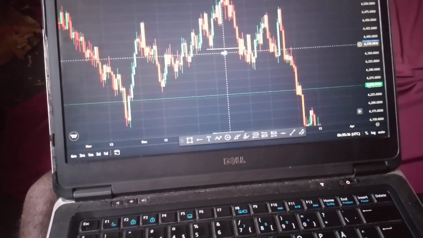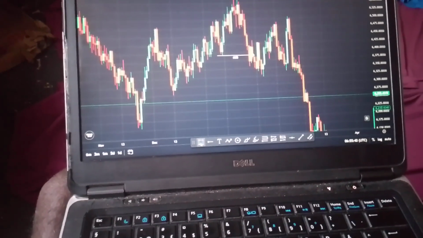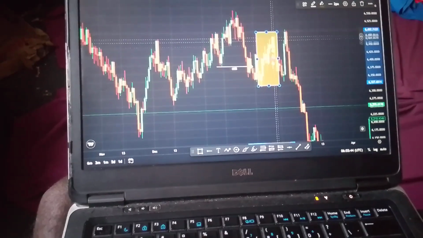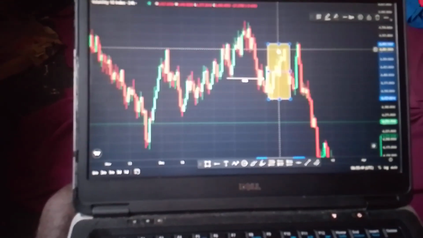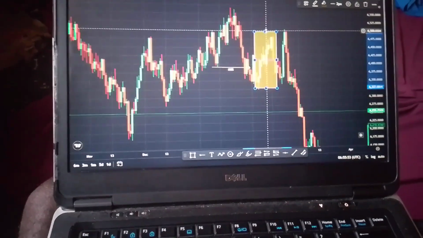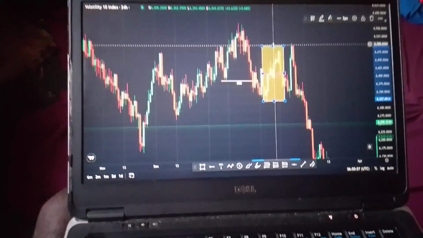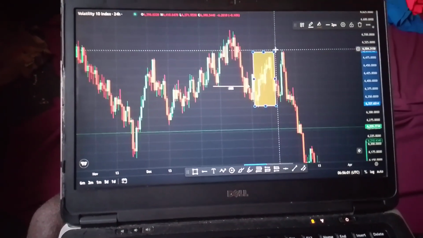So what do we expect after that? We expect a pullback. I'm taking my time now, and price pulled back like this. Now this pullback on the lower time frame, like 30 minutes, you will see it as a strong bullish trend. And this is what confuses most traders. They will think the trend is bullish. We are bearish. You're only catching the pullback. Bear that in mind.